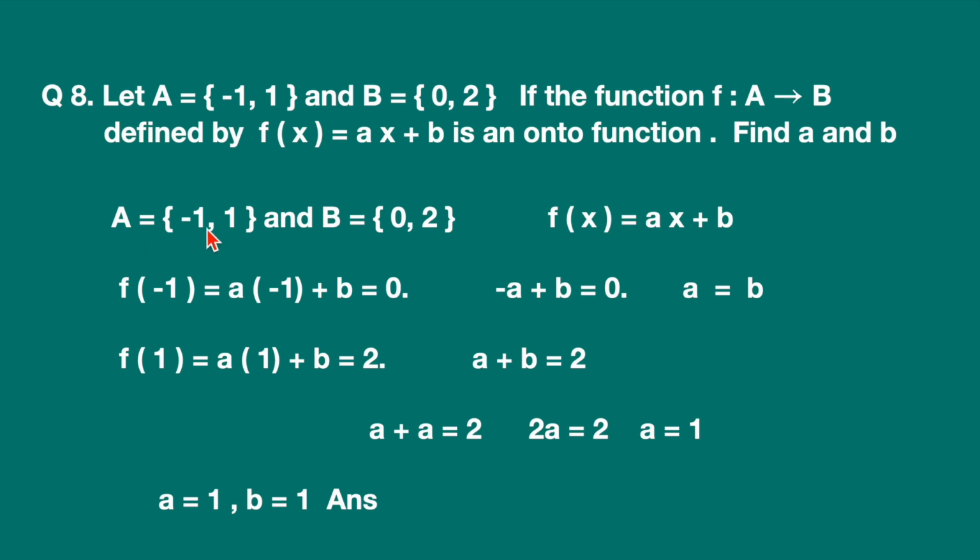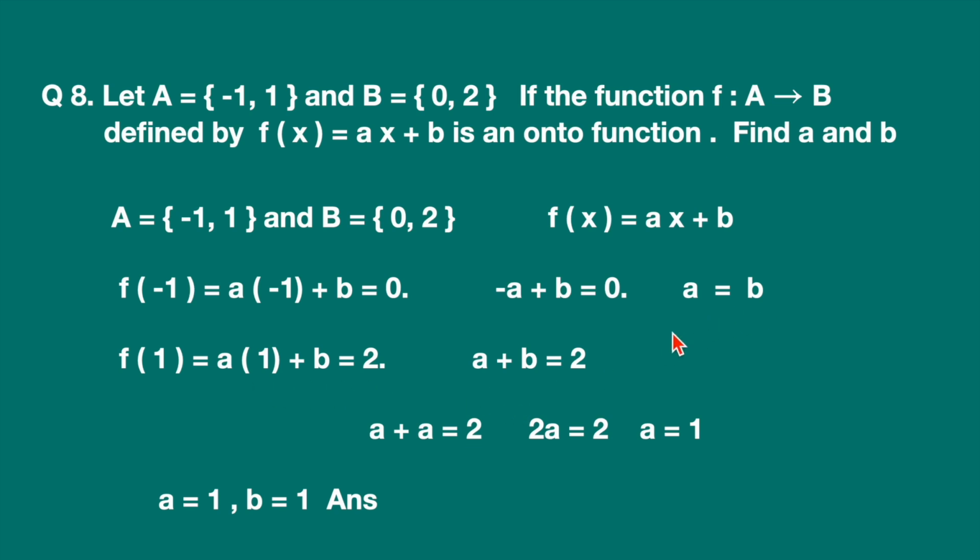So f at minus 1 is equal to, substitute x is equal to minus 1, minus a plus b is equal to 0. I am writing because it is an onto function and this is the image of minus 1. Okay, so write it 0 and then simplify, you get a is equal to b. Now for the second, again write down x is equal to 1, substitute here, and the image of this 1 is what? 2. So this is equal to 2. F of 1 is equal to 2. So write down, a plus b is equal to 2.